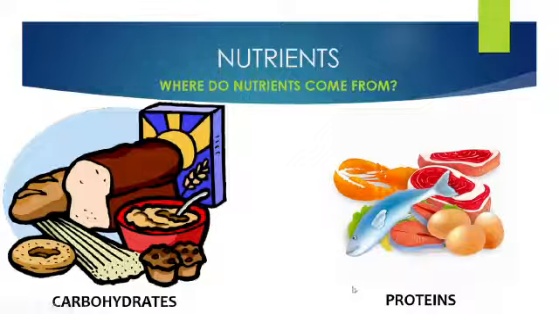Another source of nutrients is proteins. Proteins provide the body with materials that can be used to grow and repair damaged parts of the body. So proteins are also very important in our diets. We can see there's some fish, some eggs, some meat, and Mr. Crab back there. So all these foods contain the nutrient proteins which are very important in the human body.